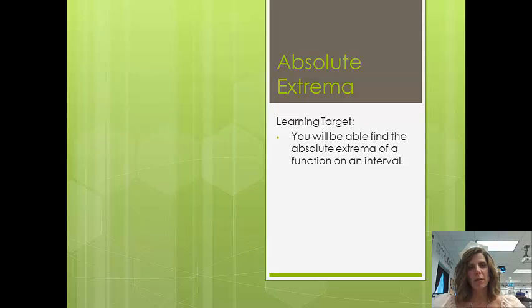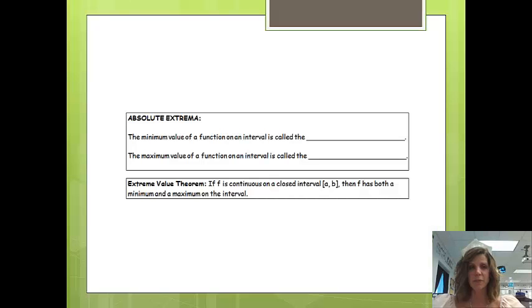Now that we're able to find the derivative of a function, we can start examining functions, and one of the things that we'll be doing is finding the highest and lowest values on a graph, which is actually called absolute extrema. So at the end of this lesson, you'll be able to find the absolute extrema of a function on a certain interval. Right, first of all, what exactly is an absolute extrema?